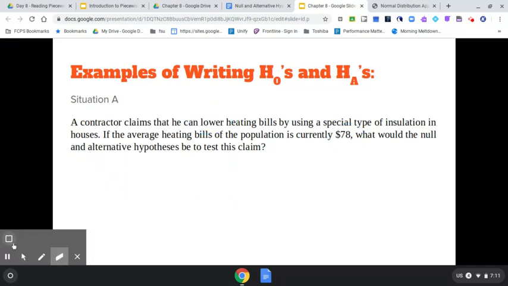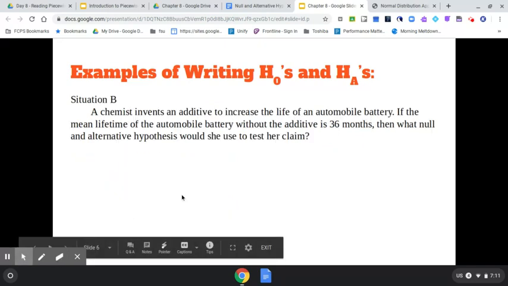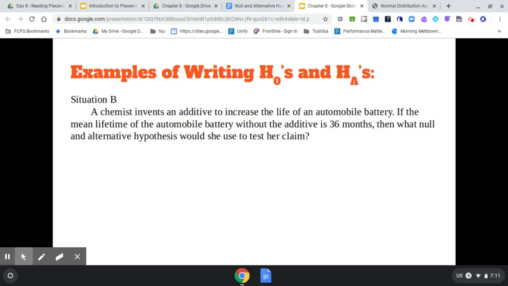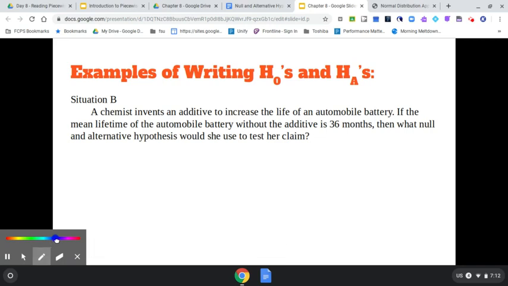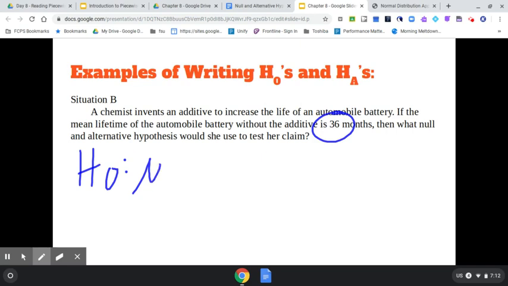Let's go ahead and take a look at the next one together. Situation B says, a chemist invents an additive to increase the life of an automobile battery. If the mean lifetime of the automobile battery without the additive is 36 months, then what null and alternative hypothesis would she use to test her claim? All right, so if nothing's changing, we would expect the automobile batteries to last approximately 36 months. So that would be our null hypothesis, that mu, the population mean lifetime of automobile batteries, is 36 months.